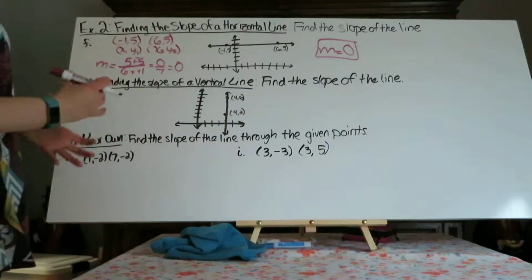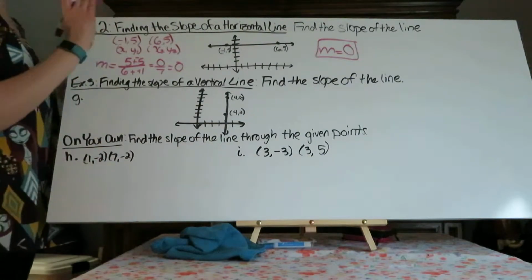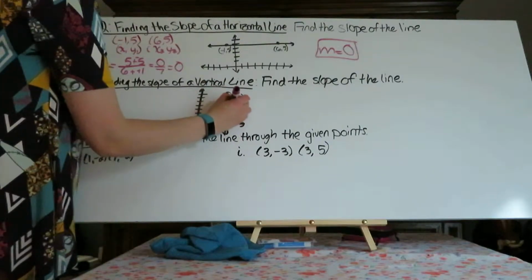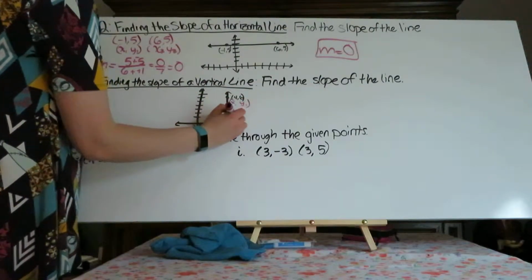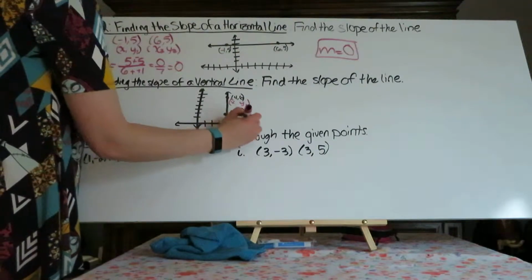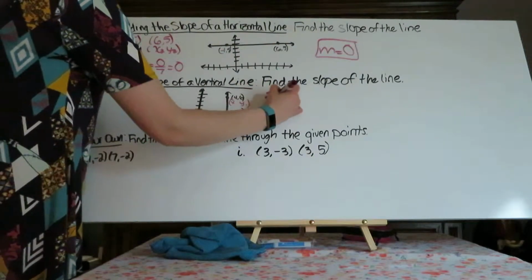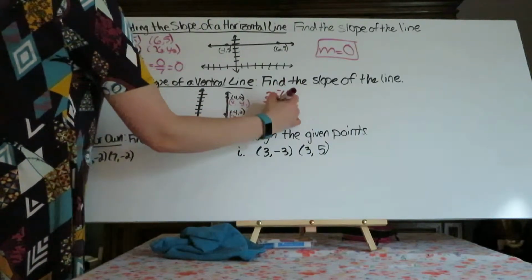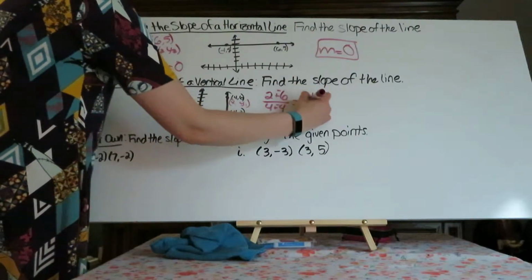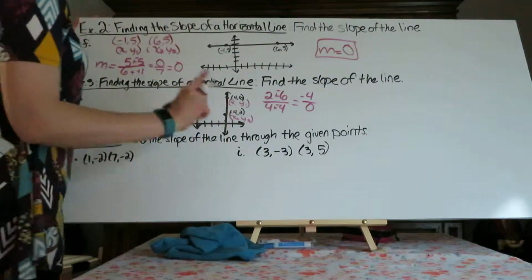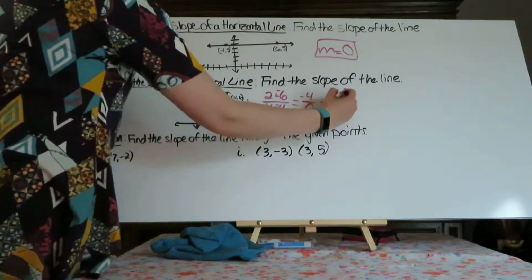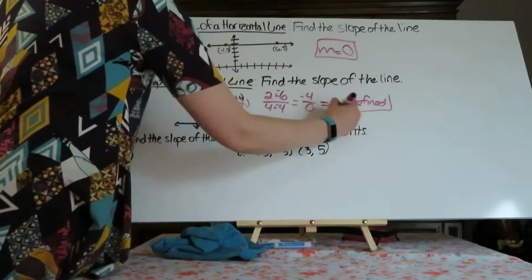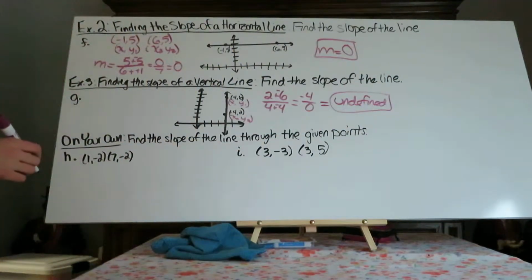If we bring back our prior knowledge about a vertical line, we know that it should be undefined, but let's go ahead and prove it. So I have x1, y1, x2, y2. 2 minus 6 divided by 4 minus 4. Add the opposite. We have negative 4 divided by 0. You can never divide anything by 0. That's not possible. So this means that this is undefined. Beautiful.